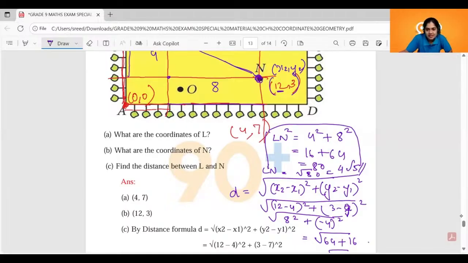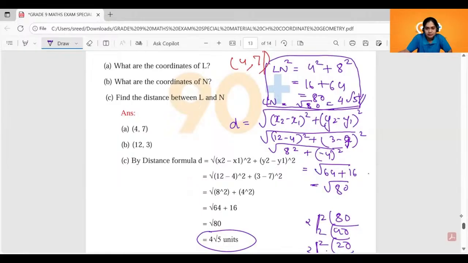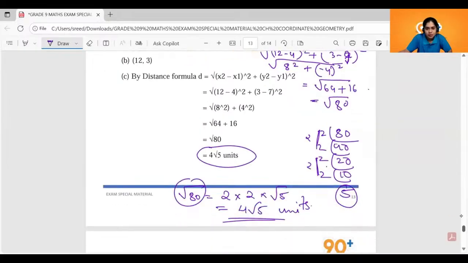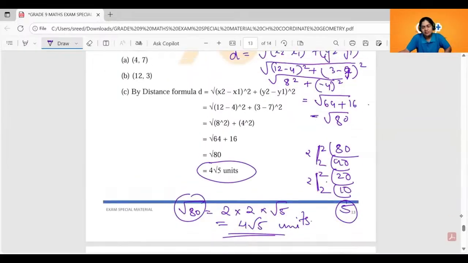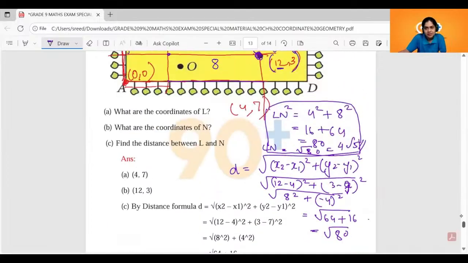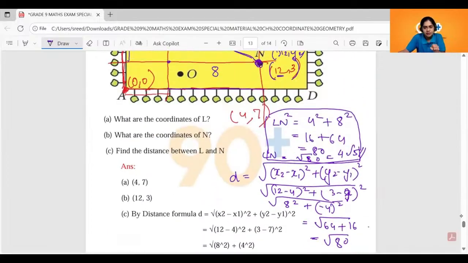So yes, you got the answer. Either you can use the distance formula or you can use the Pythagoras theorem. It depends. If in school the distance formula is not given to you, you can directly use the Pythagoras theorem. Both the methods are clear, right? Distance formula is clear, and Pythagoras theorem, LN square is equal to 4 square plus 8 square, that is also clear, right?